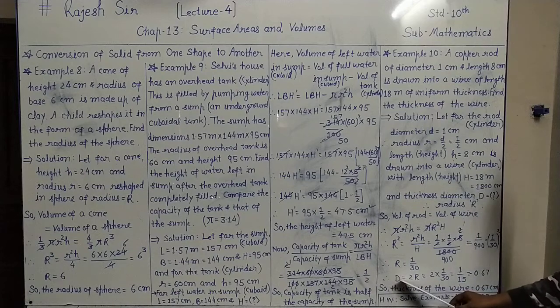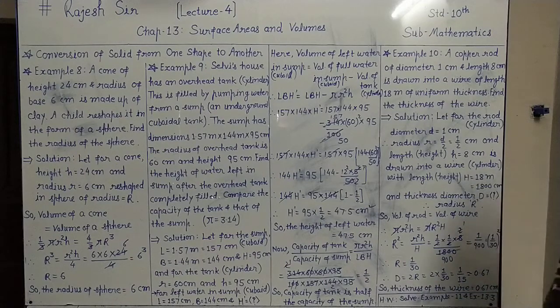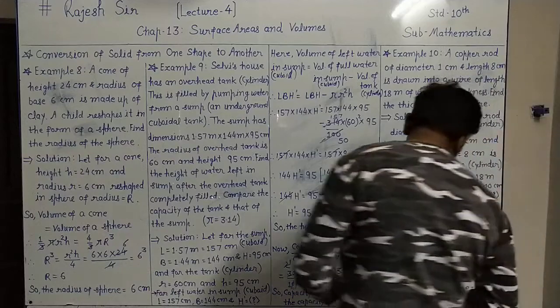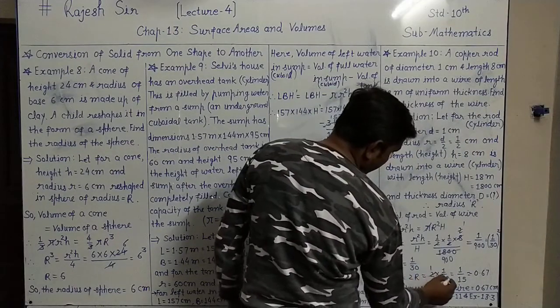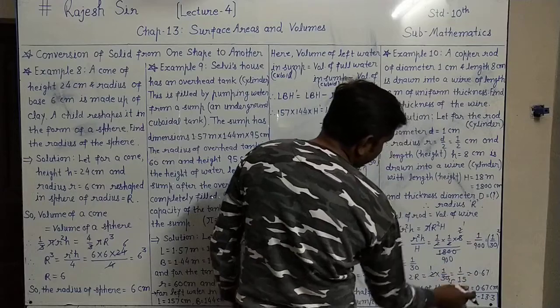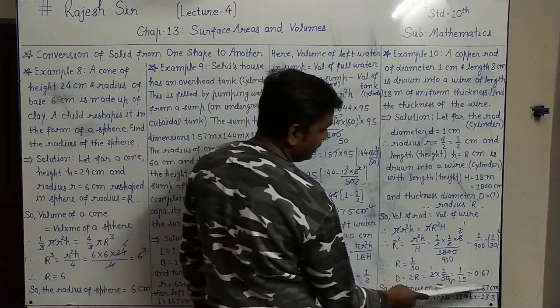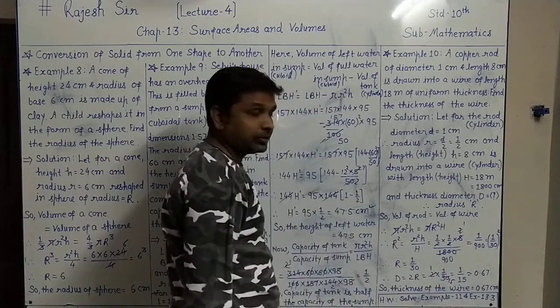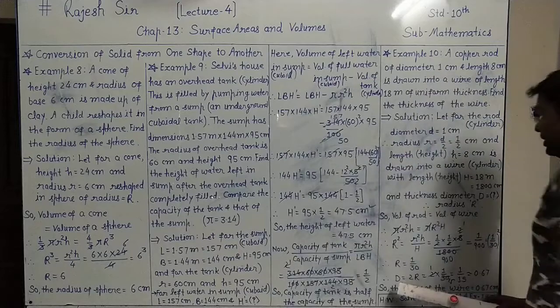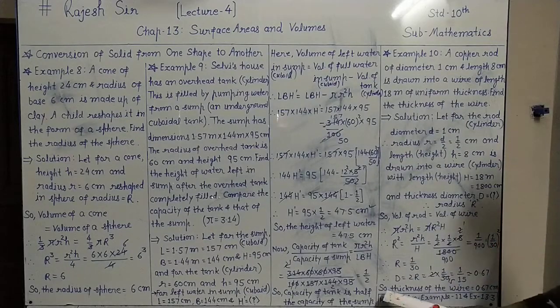So its diameter D equals double of the radius, D equals 2R. So 2 into 1 upon 30, we can cancel: 2 1s are 2, 2 15s are 30. So it is 1 upon 15, and 1 divided by 15 will give approximately 0.67. This is capital D, the thickness of the wire. So the thickness of the wire is 0.67 in centimeter unit. So this is the thickness of the wire we get.